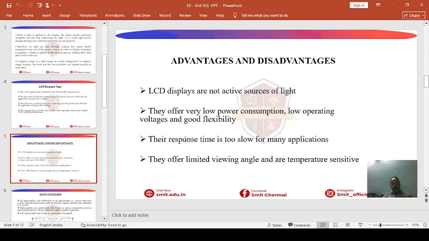Where we can use the LCDs are commonly in digital watches, scientific calculators, as well as in mobile phones, in the laptop displays, as well as in medical instruments. We can also use them for industrial control panels as well as in automotive dashboards. So these are the areas where we can use the LCDs.